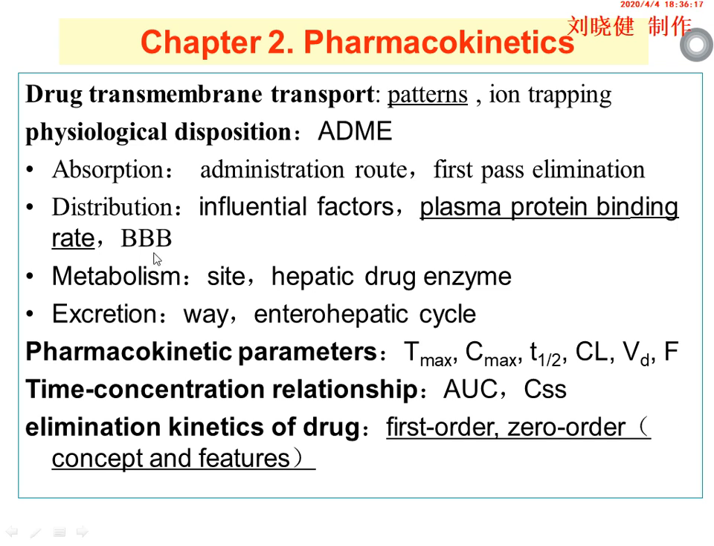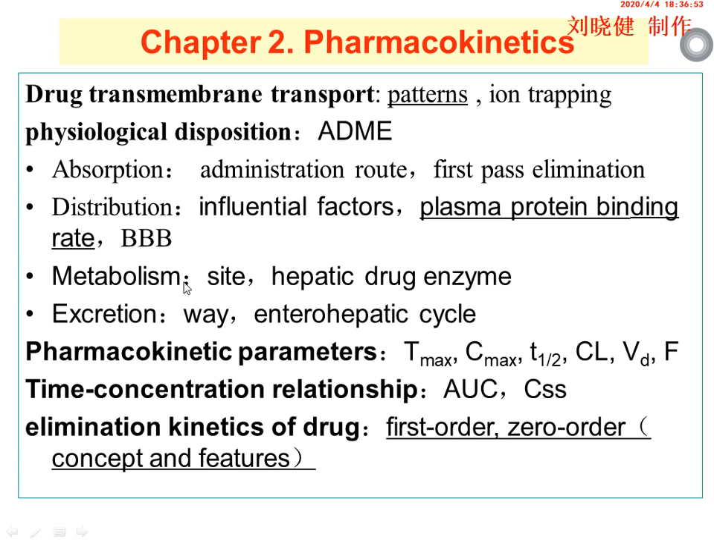Plasma protein binding rate, and BBB means the blood-brain barrier. It is also a terminology. It has a protective significance for the brain tissue. It is a real barrier for drugs. It is so difficult to pass across, so many drugs cannot affect the brain. You should also know how to state this terminology.